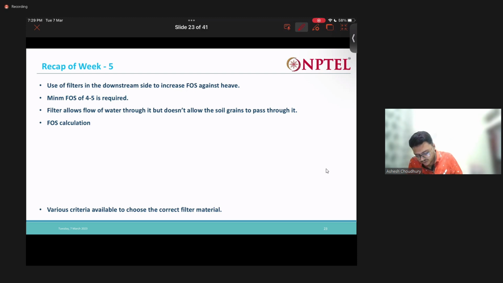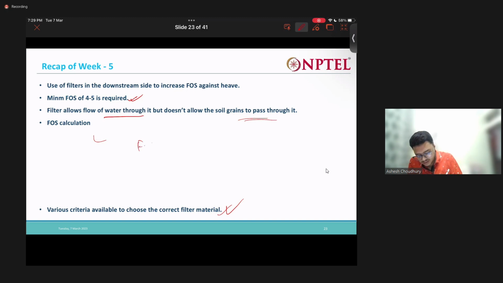All this factor of safety calculation was already taught in the class, so I won't discuss it. Let us start solving the problems now, because it's already 7:30. Some criteria: a minimum factor of safety of 4 to 5 is required. The filter allows flow of water but doesn't allow the soil grains to pass through. Various criteria are available to choose the correct filter material.